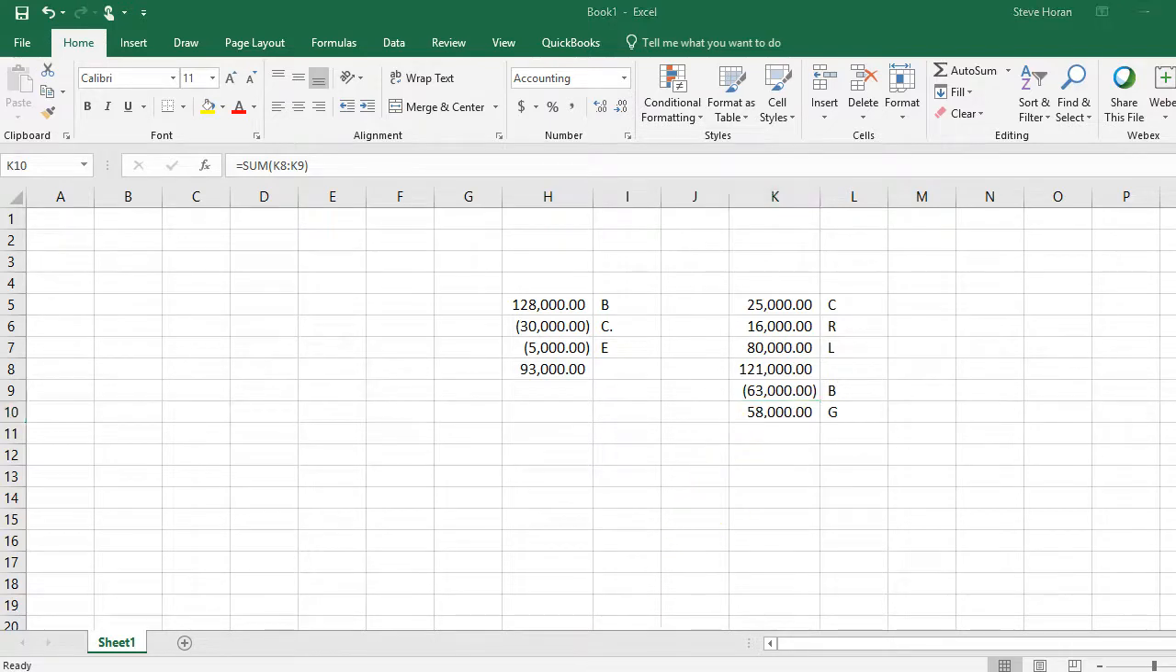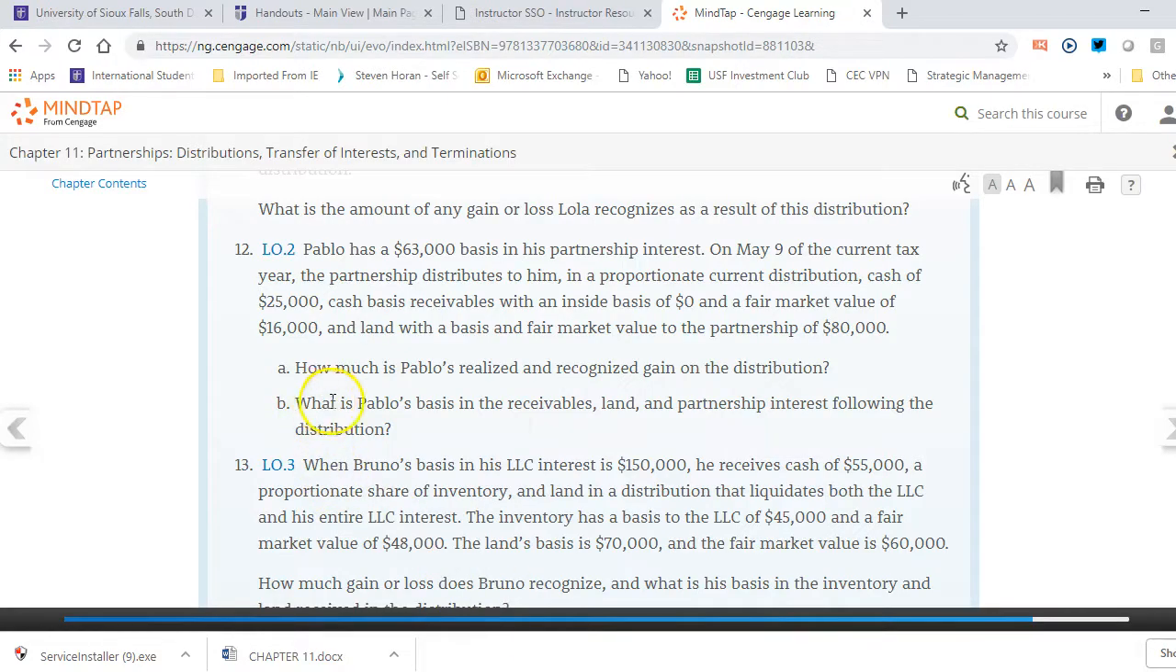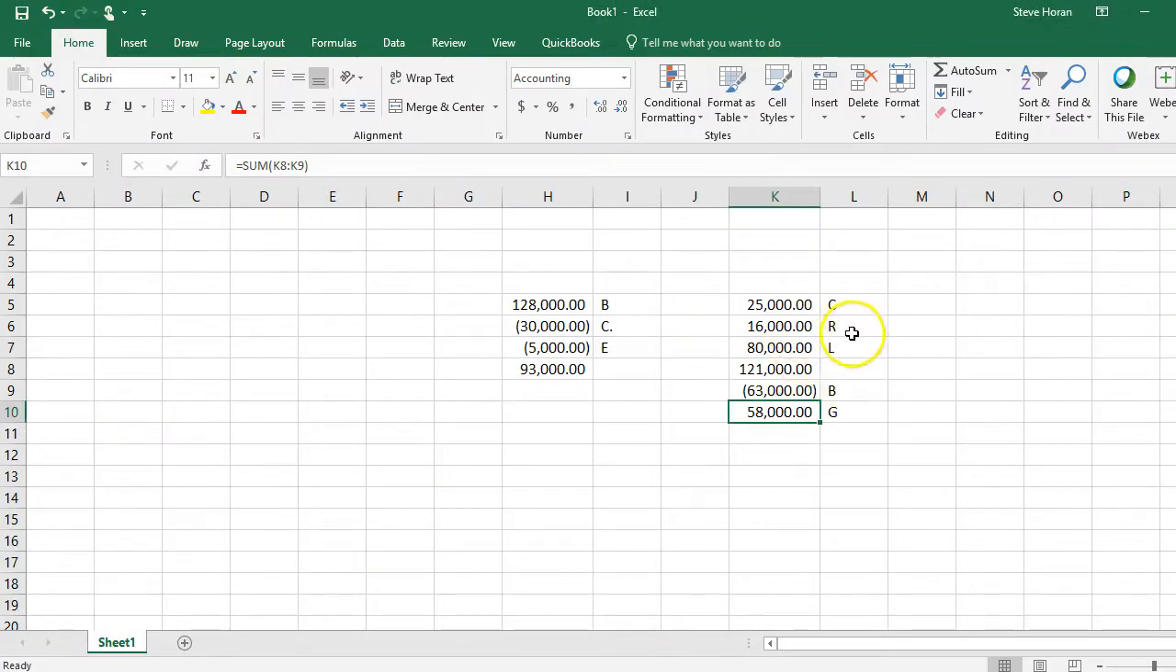Question B, going back to the question here, what is Pablo's basis in the receivables, land, or partnership interest? Okay, so coming back to that, his basis in the receivables is 0, the same as the partnership basis. Okay, because it was a hot asset, I include it in the calculation of the realized gain, but his basis is still 0.